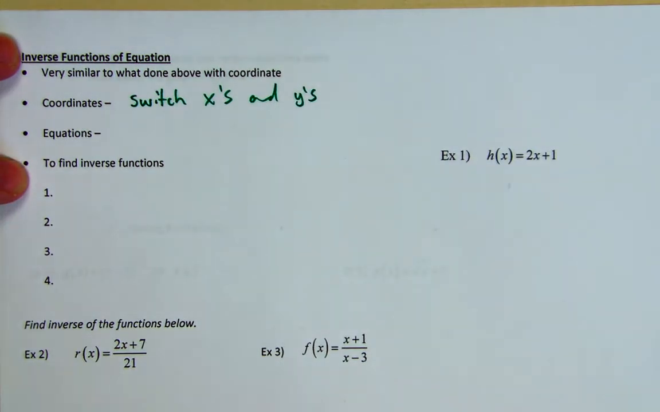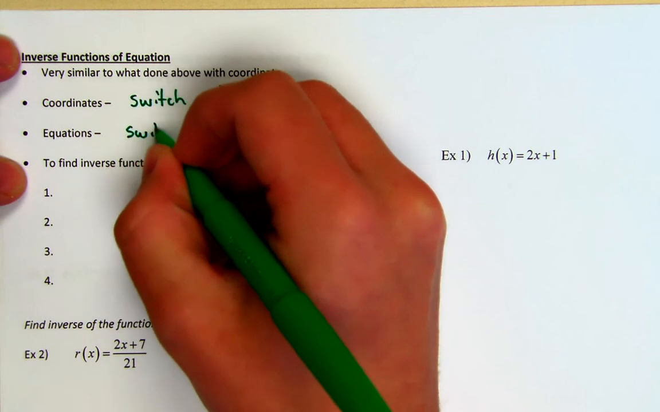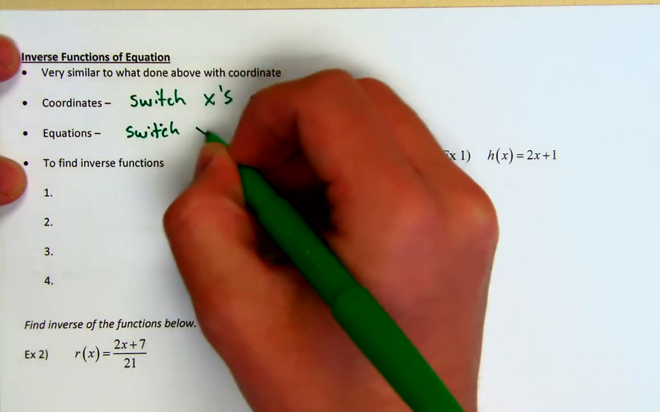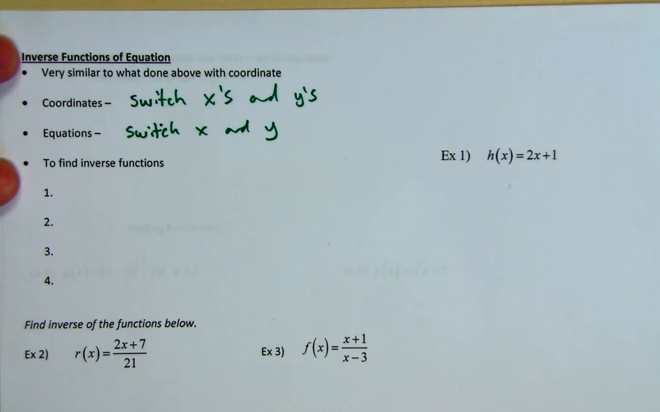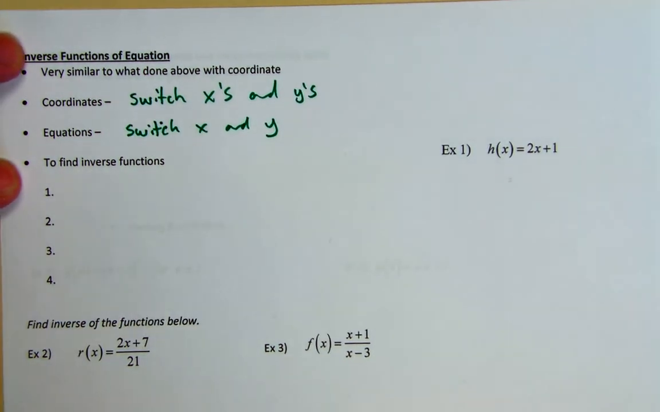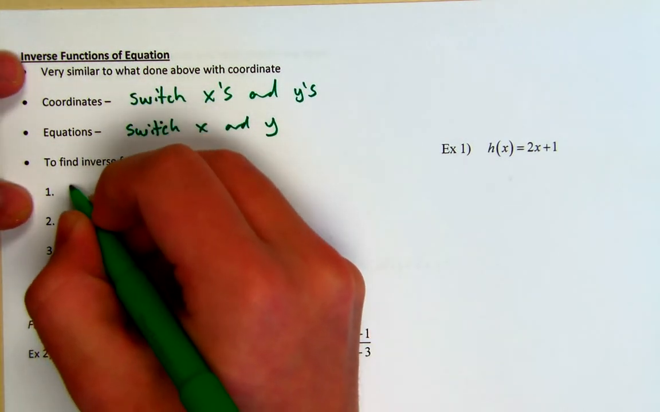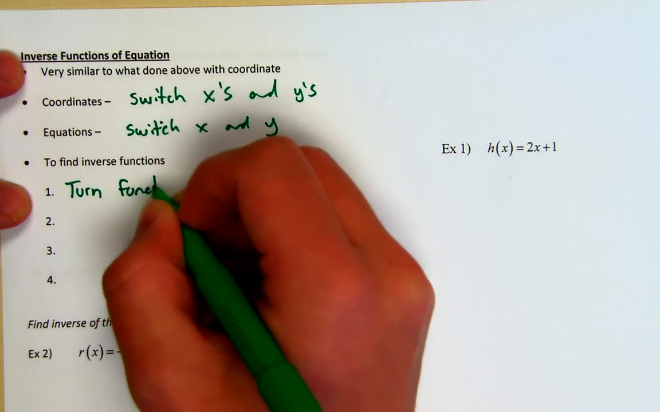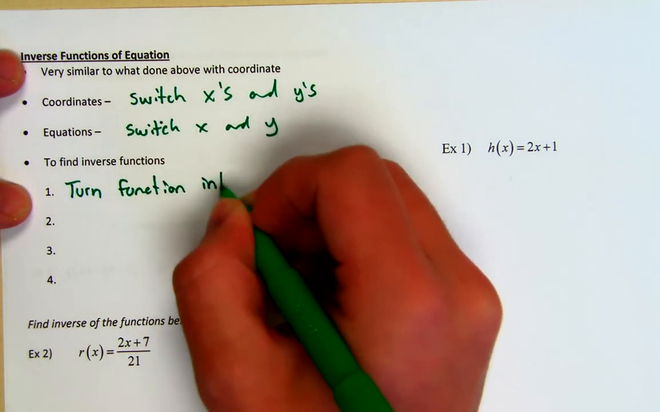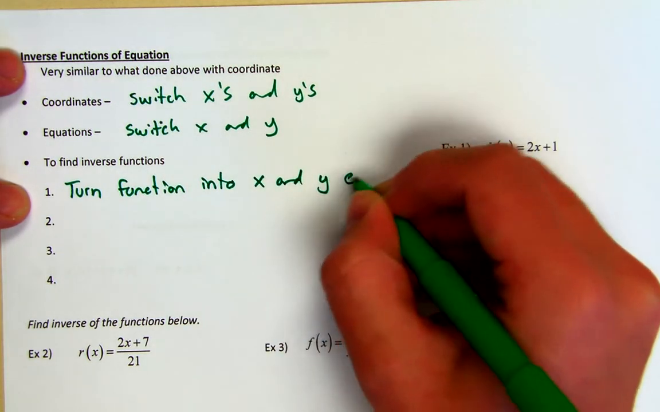When we're talking about functions, we are still going to switch x and y. To find the inverse of functions, we have a few steps that we go through. First, we're going to turn the function into an x and y equation.